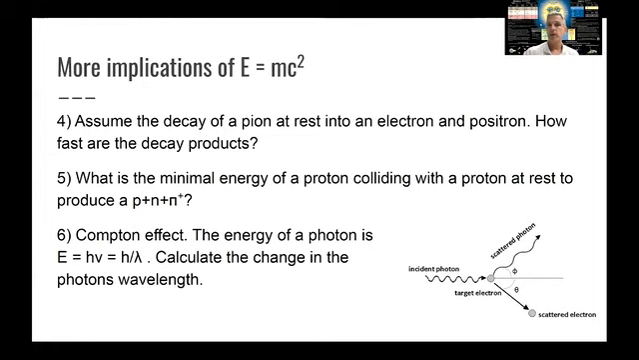Decays. So assume a pion decays at rest. So a pion is at rest. We looked at a pion, that's a compound state, a meson, out of an up quark and a down quark, and it might decay into an electron and a positron.